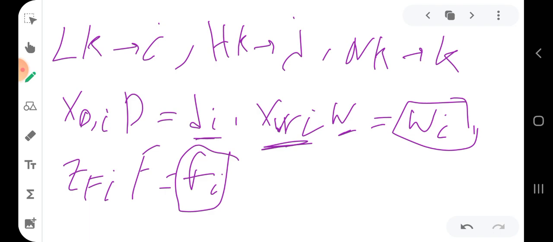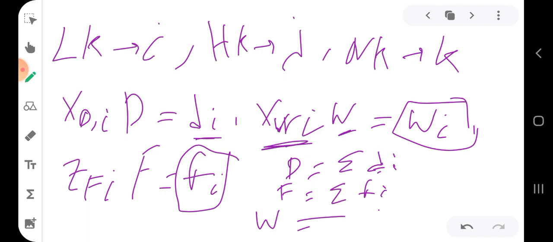So you can simply say that the distillate is nothing but the summation of di. The summation of all individual component flow rates gives you the total flow rate of the distillate. And again, you can say that the feed is equal to the summation of fi, the individual component flow rates of the feed, which equal the total feed flow rate. And similarly, the waste is equal to the summation of Wi, the individual component flow rates of the waste.